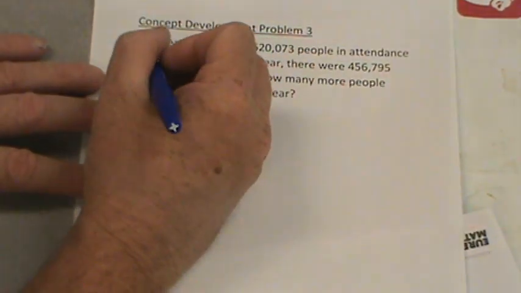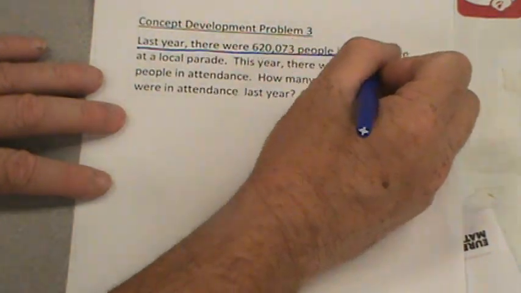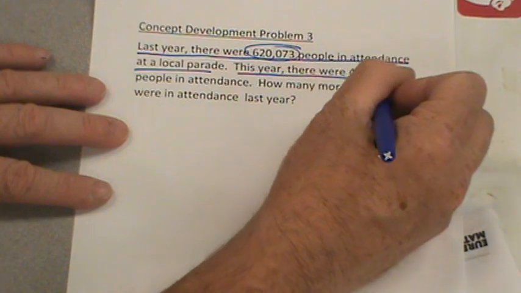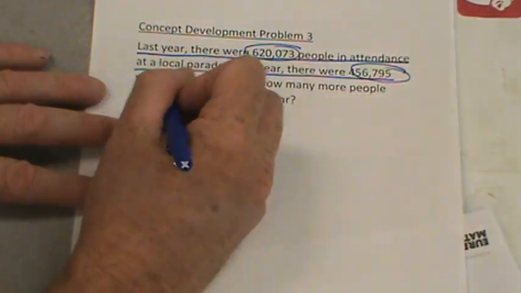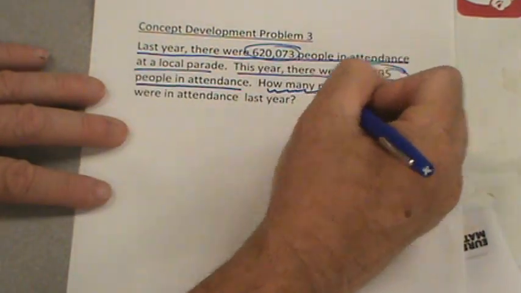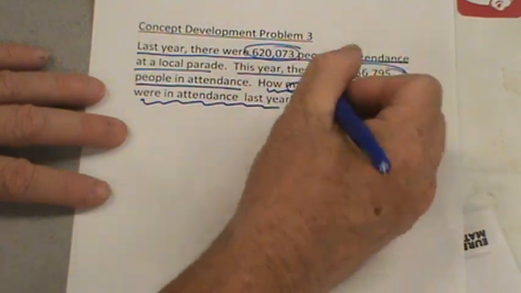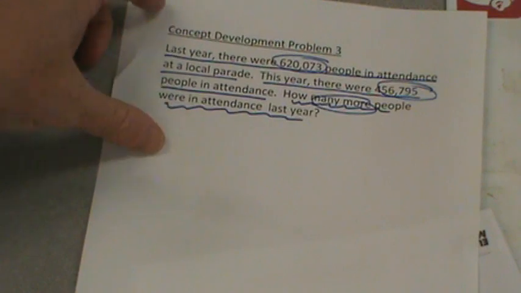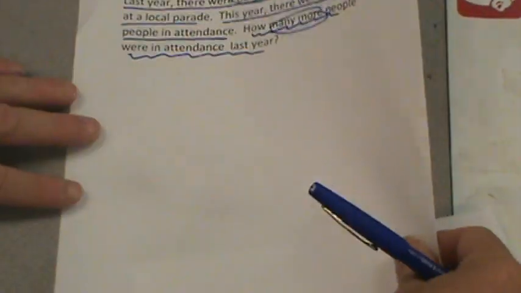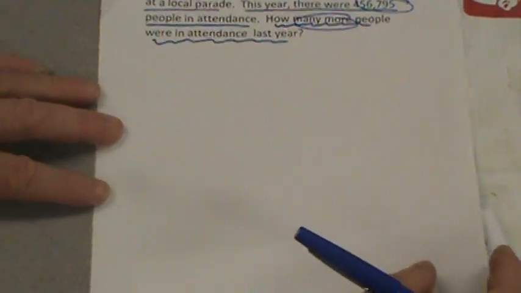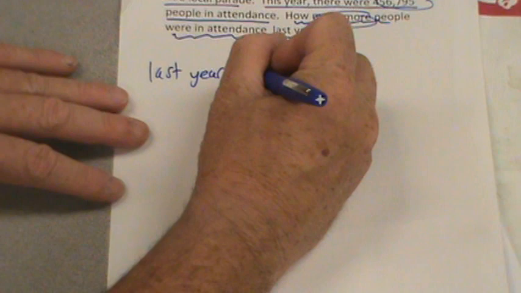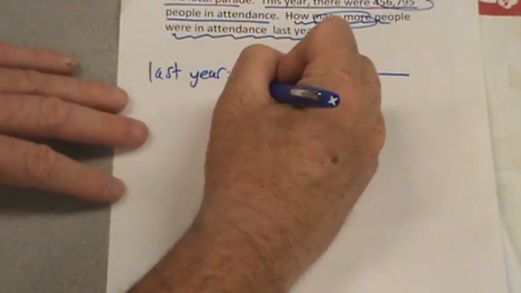So last year there were 620,073 people in attendance at a local parade. This year there were 456,795 people in attendance. What we need to find out is how many more people were in attendance last year? How many more? Subtraction. Should I bother with a tape diagram? Oh, why not? Let's just see what we got going here. Last year, this is the last year tape diagram. Here it is.